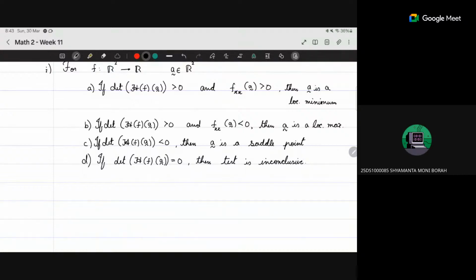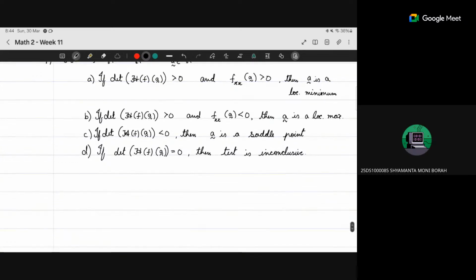So you'll get an extremum when the determinant is positive only. So when the determinant is positive, you have 2 cases. If fxx is positive or fxx is negative, that corresponds to minimum and maximum respectively. And you can compare it with the one-dimensional result, where if the second order derivative is positive, then it's a minimum. And if the second order derivative is negative, then it's a maximum. So it's quite similar to that. But here there is an additional condition that the determinant has to be positive. And if the determinant is negative, then A is what is called a saddle point.